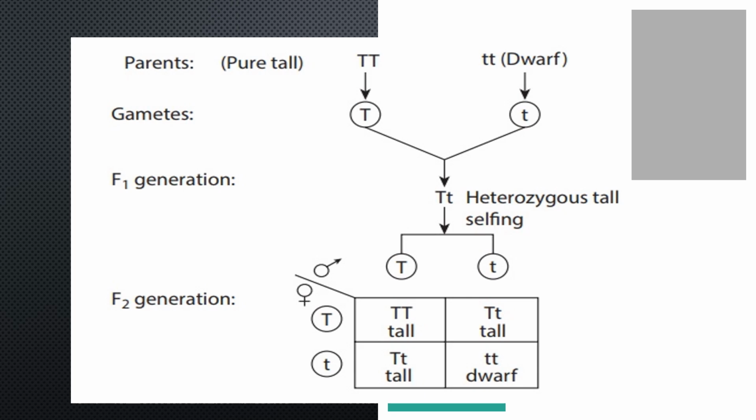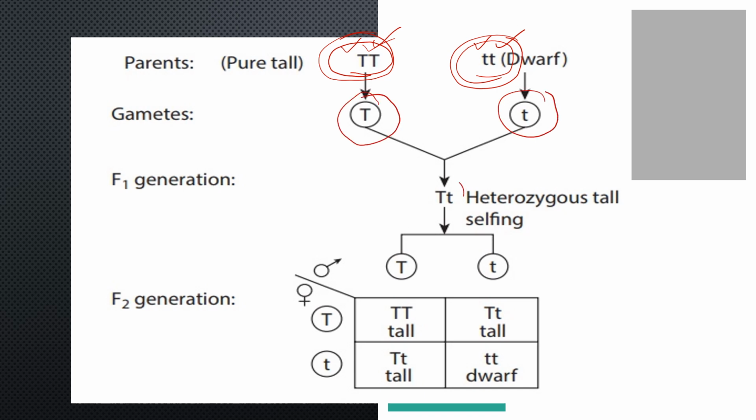Now the parents were pure tall, one was pure tall and one was pure dwarf. I told you that we are writing the dominant characters in the capital form and the recessive characters in the small form. These are all homozygous here, which means that both the alleles are capital T here and both the alleles are small t here. Now what gametes are we getting? One capital T from this and one small t from this.